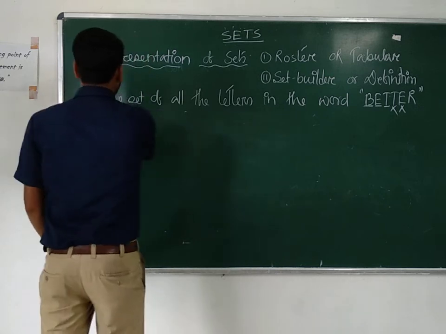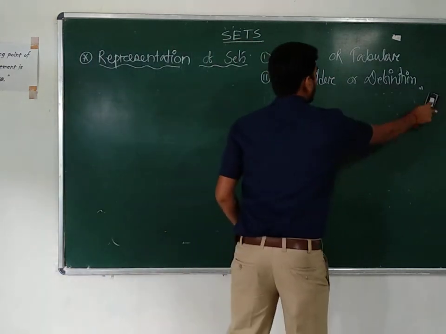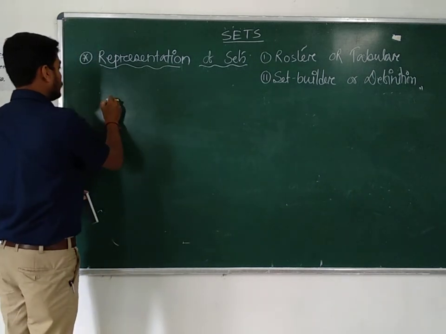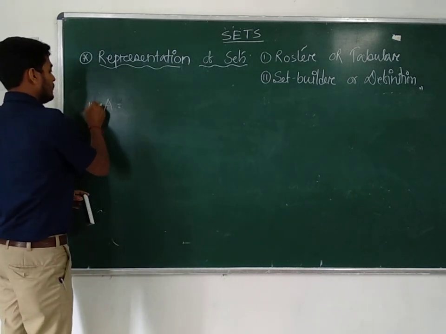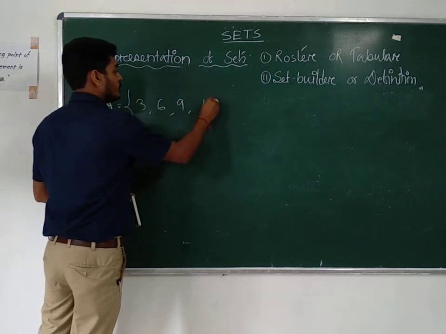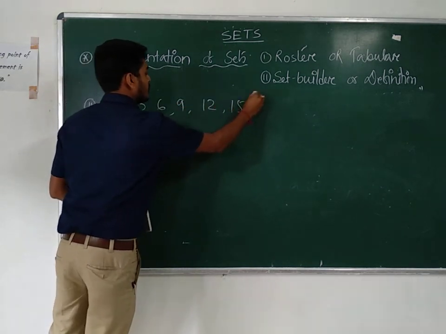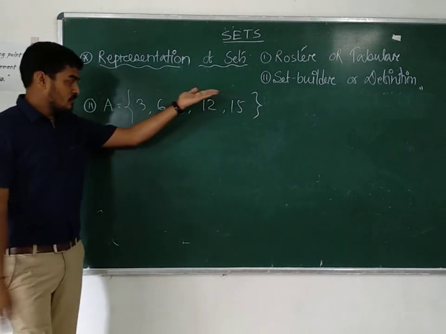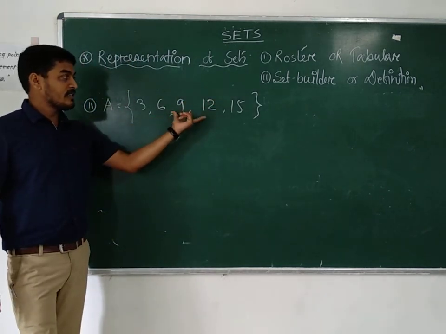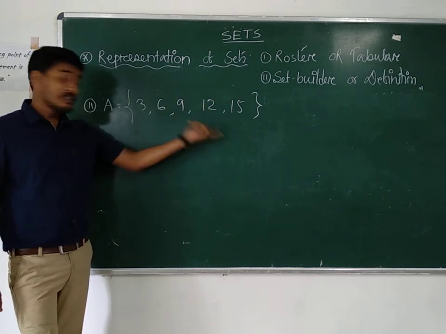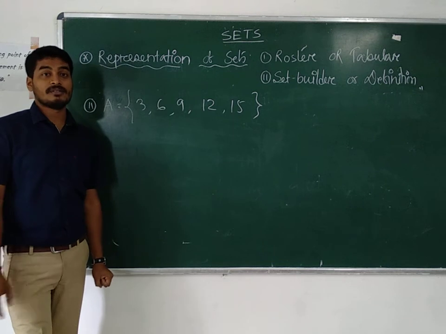Let us consider another example, where we try to write in set builder or definition form. For example, a set is given: 3, 6, 9, 12, 15, just like this. Whenever you get a question like this, you can write the set in set builder definition method, when it is already given in roster or tabular method.